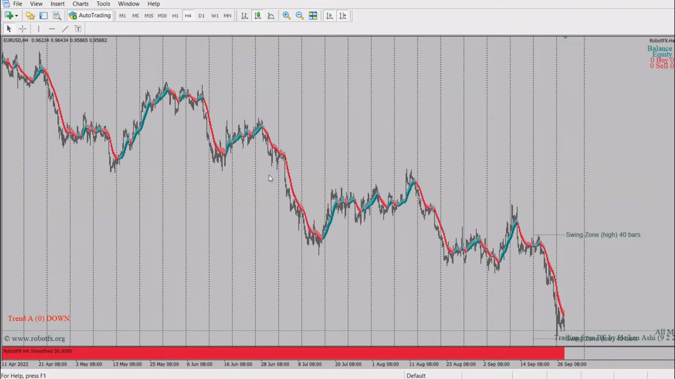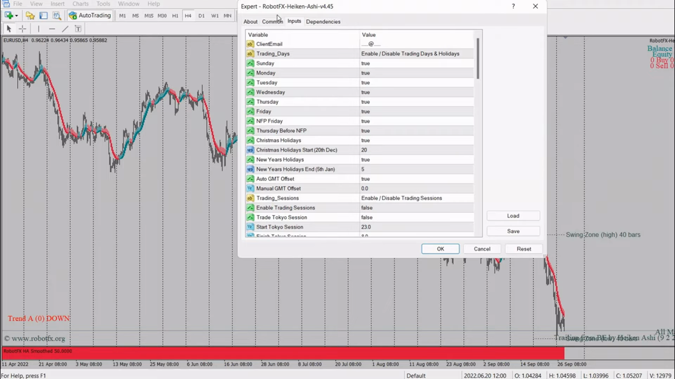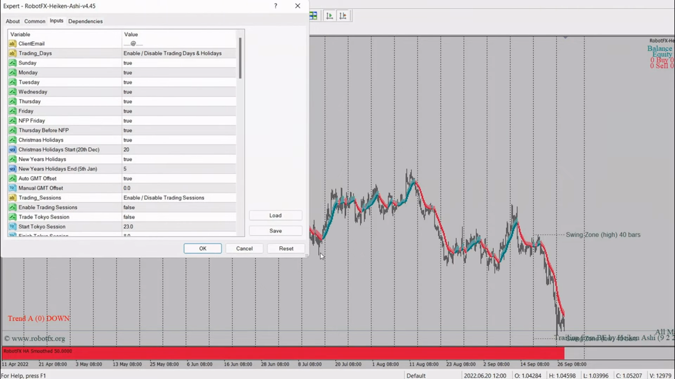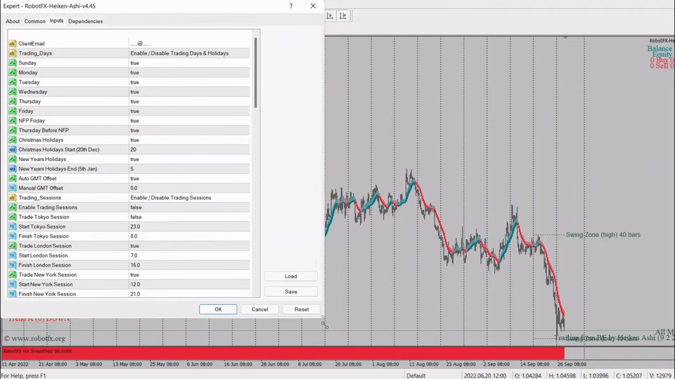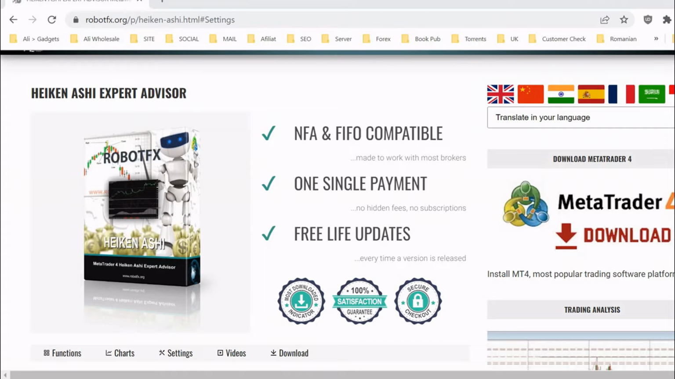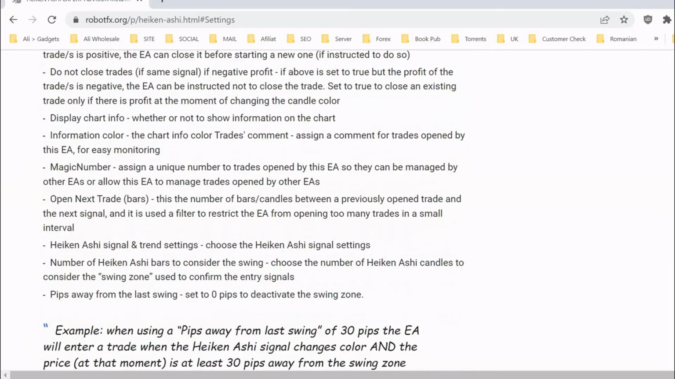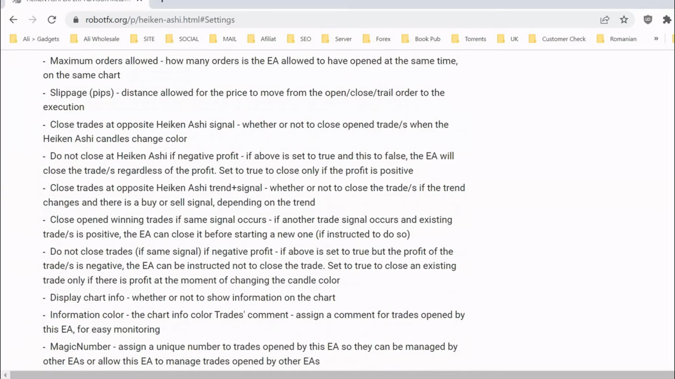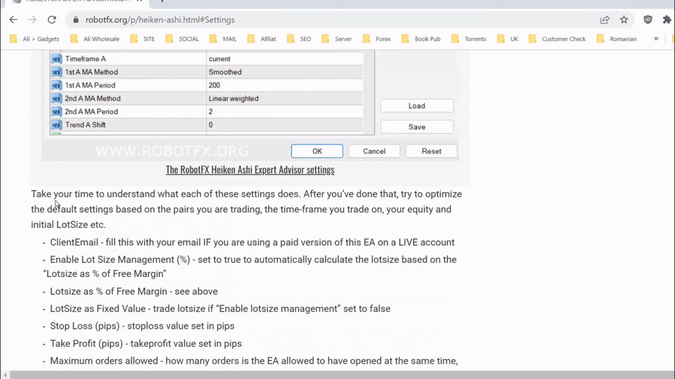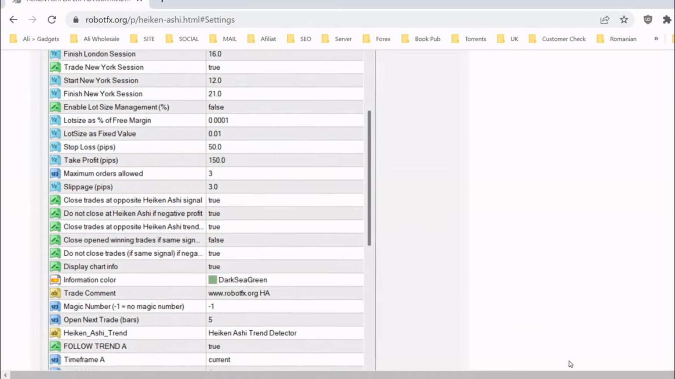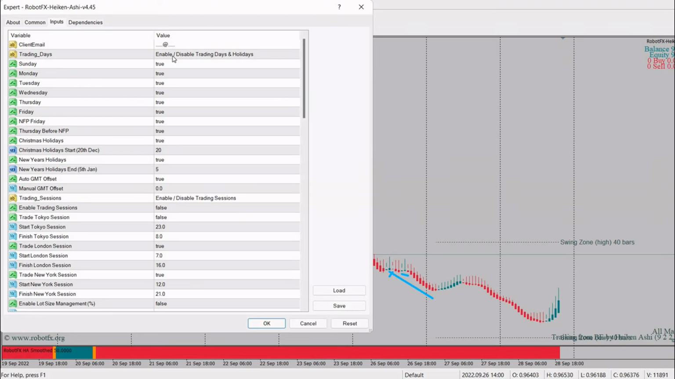Now, let's go back explaining the settings one by one and what exactly they are doing. Please also mind that the expert advisor settings are very well explained and detailed on the expert advisor's page. And I'm going to do it again right now in this video. Hopefully, there won't be anything unclear after that. Now, let's go to the settings.